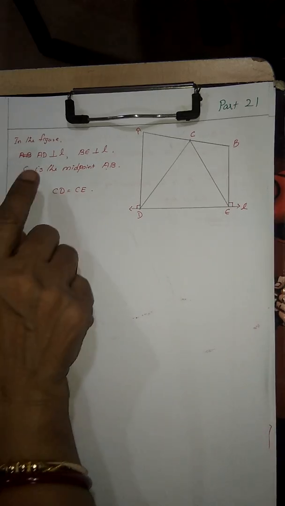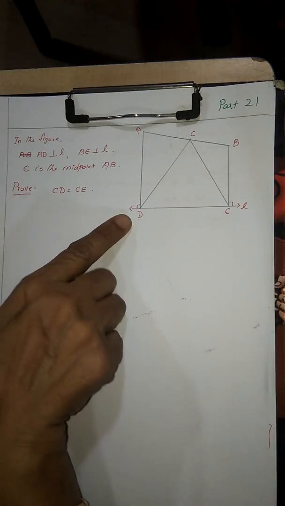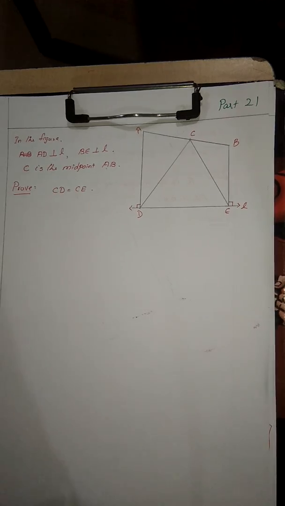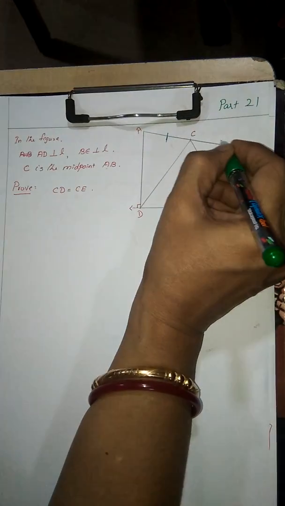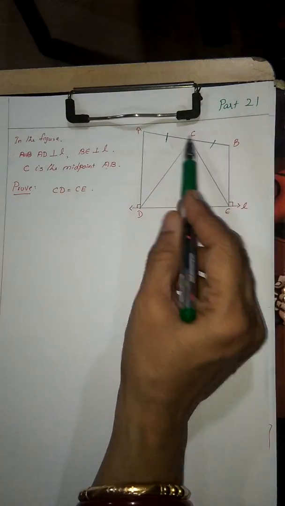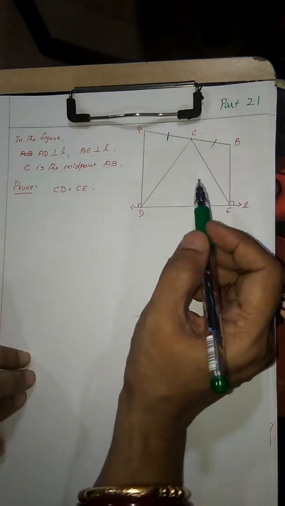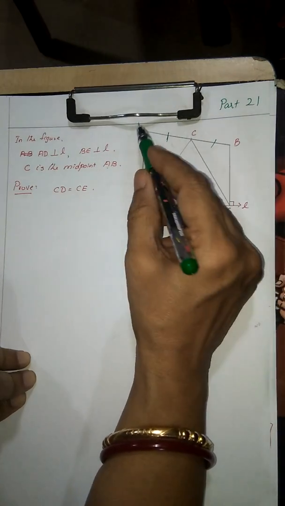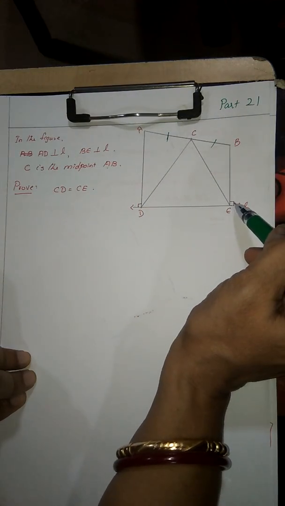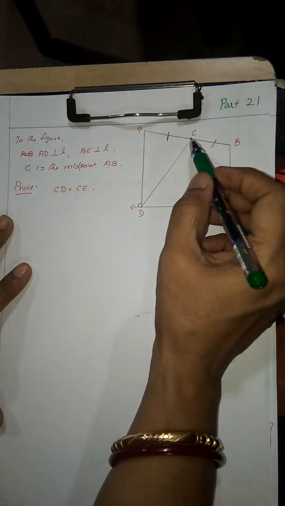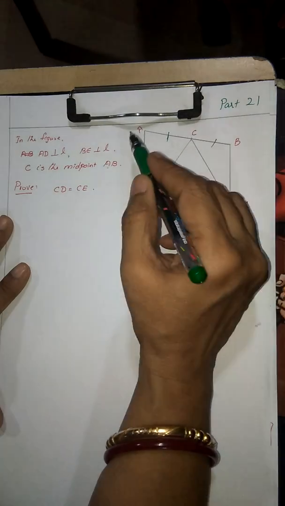In the figure, it's given AD is perpendicular to this line and BE is also perpendicular to this line, and C is the midpoint of AB. So these two are equal. Now we have to prove CD equal to CE. AD is perpendicular to L and BE is perpendicular to L, so AD is parallel to BE. Now we will draw another line through C which is parallel to AD.